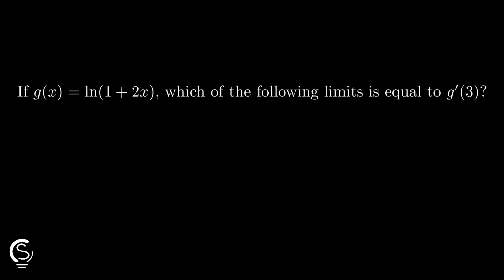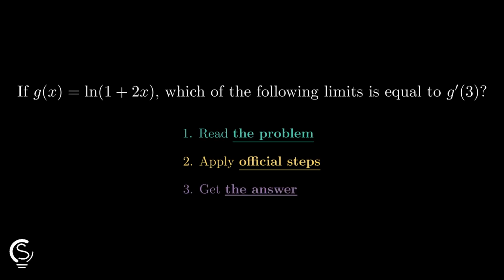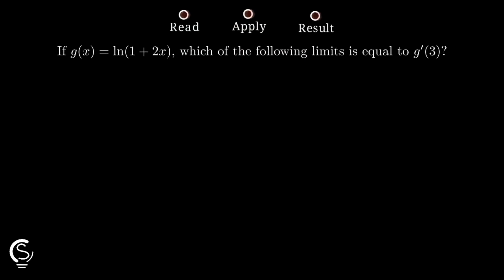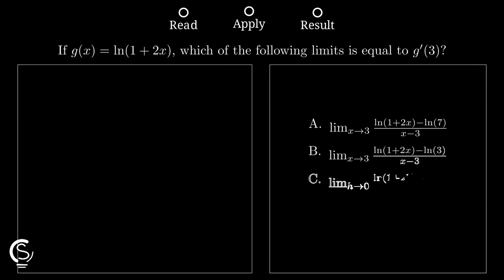Let's go! Finding the derivative of a natural log function using limits is actually super fast if you know the right formula. Let's solve this problem together. First, we need to recall the formal definition of a derivative at a specific point. The derivative g' of 3 is the limit as x approaches 3 of the function.